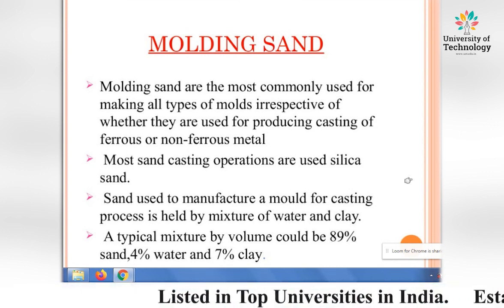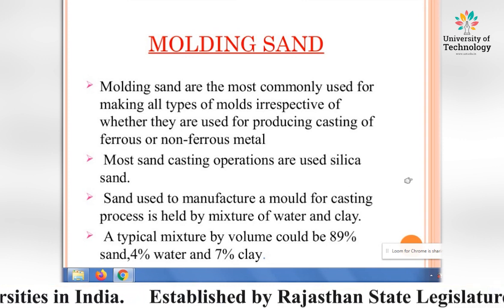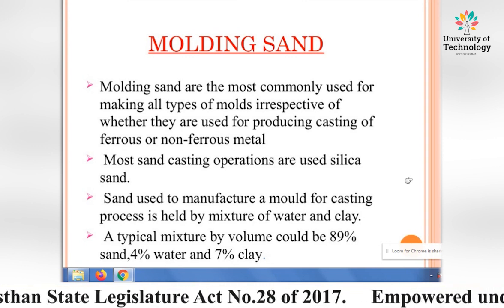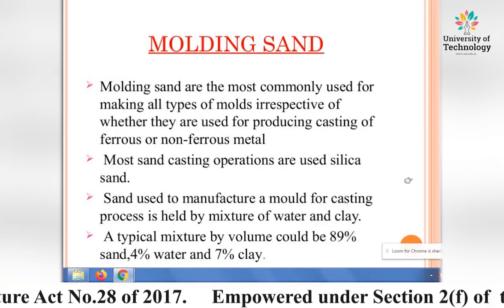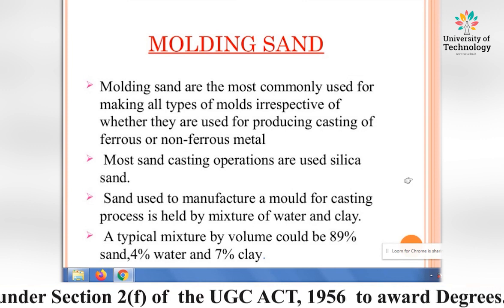defining the molding sand. Molding sand is the most commonly used material for making all types of molds, irrespective of whether they are used for producing castings of ferrous or non-ferrous metal.